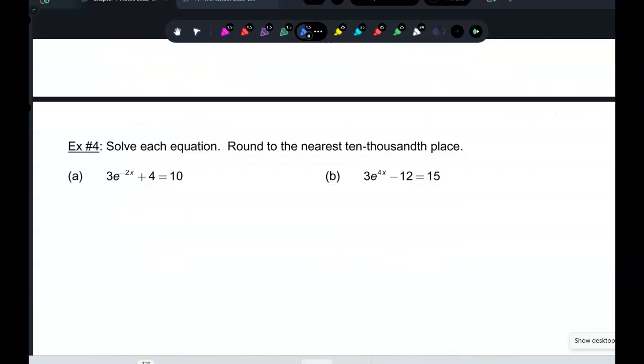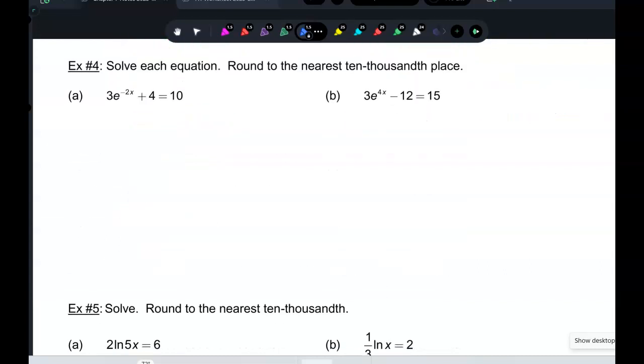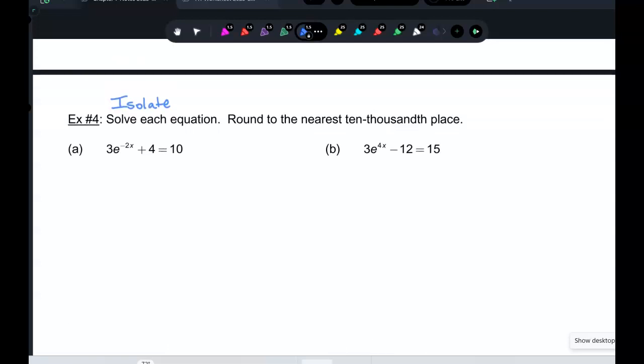Negative 2x. Okay, first thing we want to do is isolate e to the power. So 3e. First thing I'm going to do, I'm going to subtract 4. The first part is kind of just like solving. You have to move 3e to the denominator, no? Yeah, I'm going to divide both sides by 3.